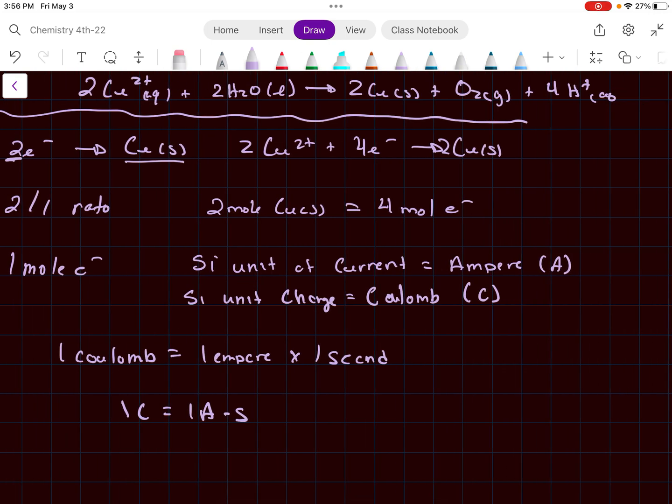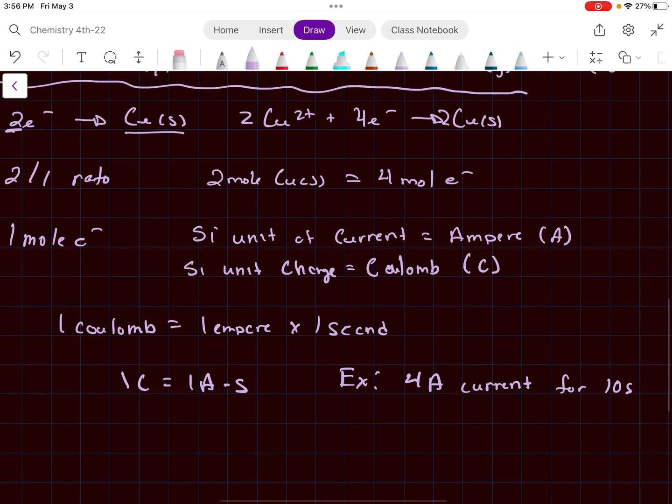Here's an example of how this formula works. Let's say you have a 4 amp current, and that flows for 10 seconds. What is the amount of charge? So if I have 4 amps, coulombs is equal to 4 amps times 10 seconds. Multiply those two, and the charge that's passing at that moment is going to be 40 coulombs of charge, right? It's a very, very simple formula to use. And this is how we tie in the Faraday, okay?